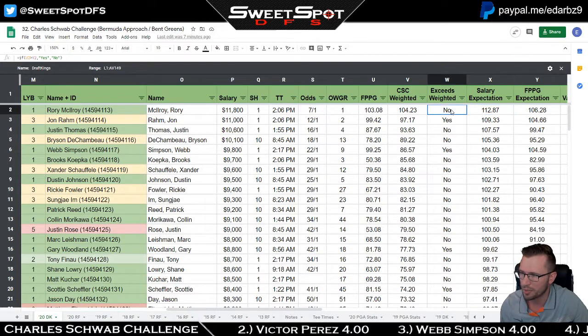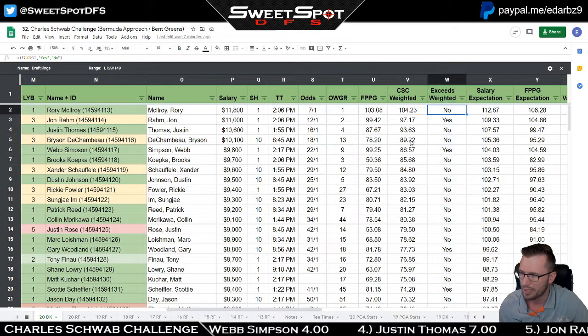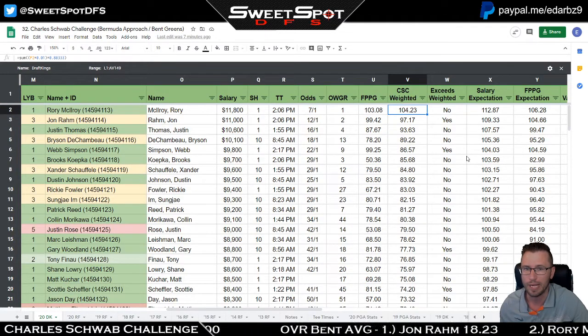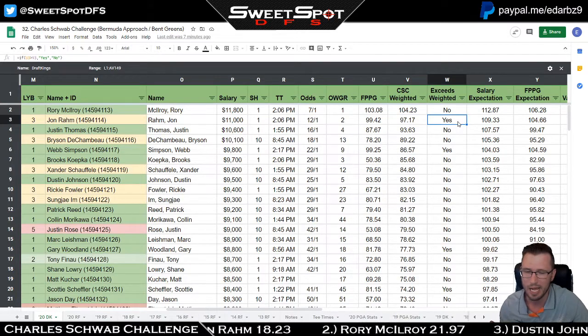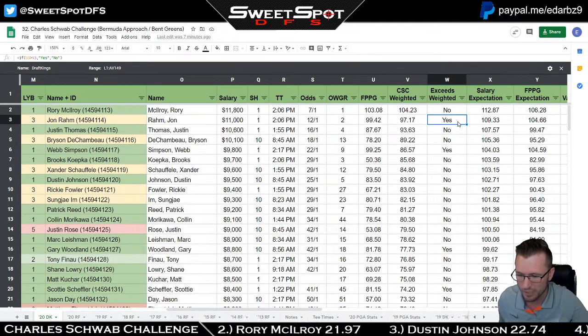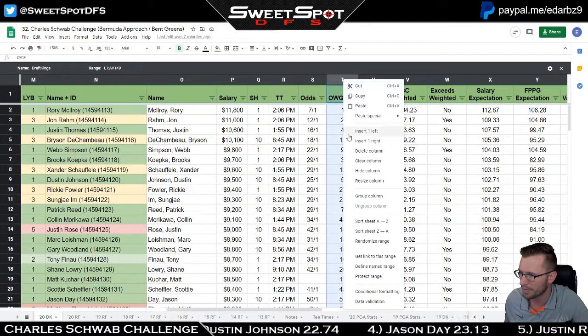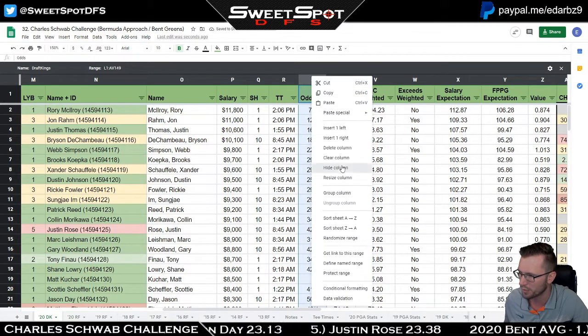So anyways, I created this column here in column W. Basically what it is, does the fantasy points per game outweigh the Charles Schwab Challenge weighted score that I have? And if it says yes, then obviously I have that yes there. So that's what we're going to be looking at, and that's what I'm actually going to include. I'm going to hide this column so we can see everything over here, and I'm also going to hide odds as well.